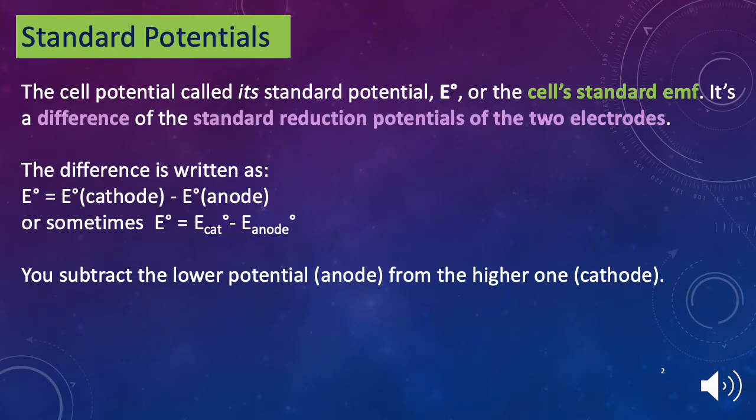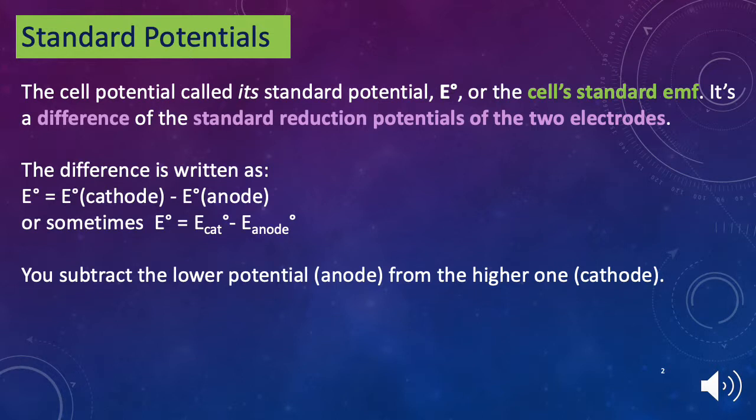The cell potential, or cell standard EMF, is the difference of the standard reduction potentials of the two electrodes. Each reaction has a standard reduction potential, which one can look up in a table. You compare the two potentials, and then the one with the larger potential will be reduced, and the one with the smaller reduction potential will be oxidized. All reactions listed in the table are shown as reductions.